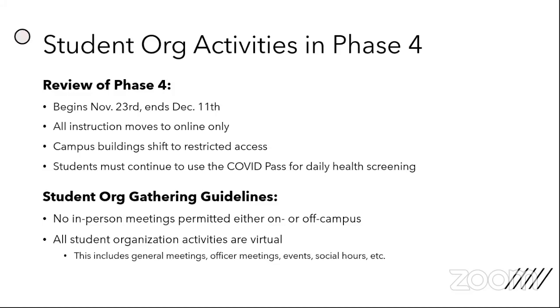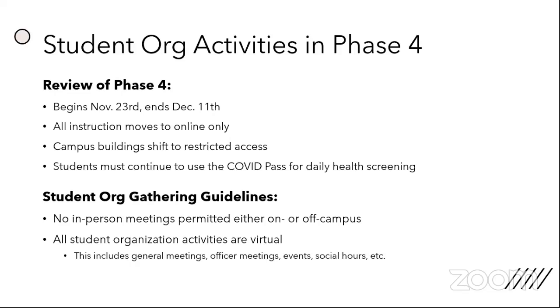And then after phase 3 will be phase 4, and that's going to begin November 23rd and end December 11th. And just a quick review of this, it means that all instruction will move back to online only, and campus buildings will shift once again to restricted access. Students will have to continue to use COVID Pass for daily health screening.